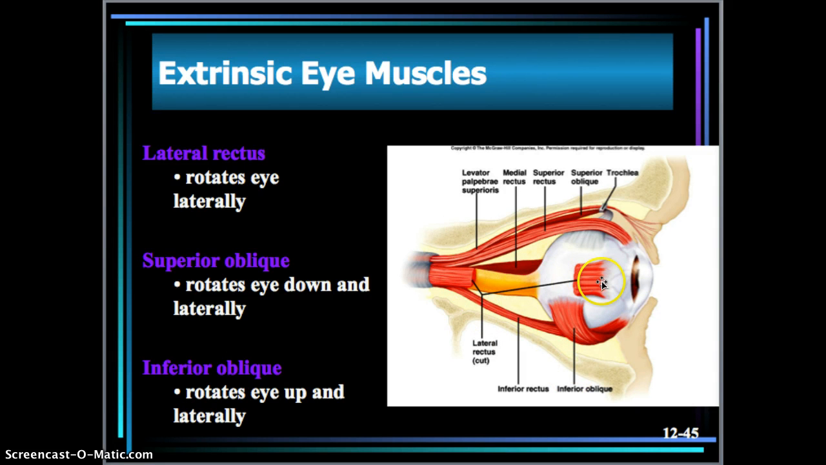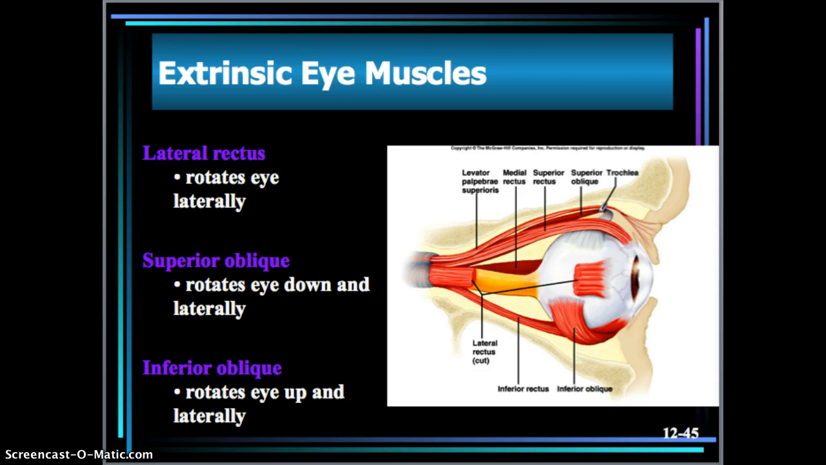Here's our lateral one. And we have the superior oblique, which rotates the eye down and laterally. So here's our superior oblique. And our inferior oblique rotates the eye up and laterally. I do not need you to memorize the muscles. I just want you to know there are 6.